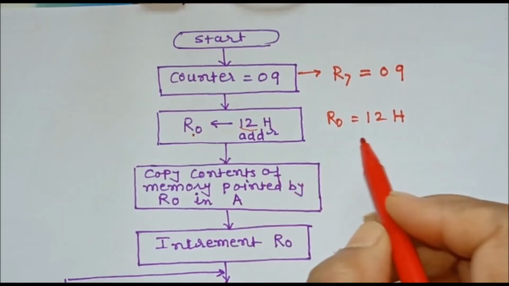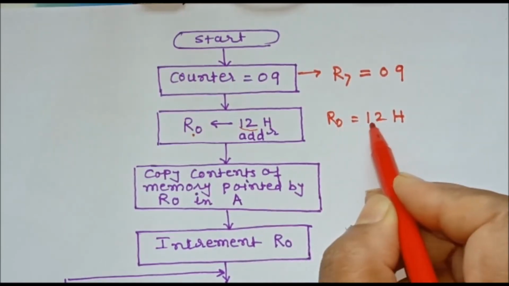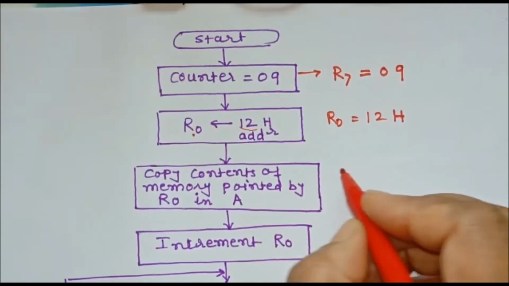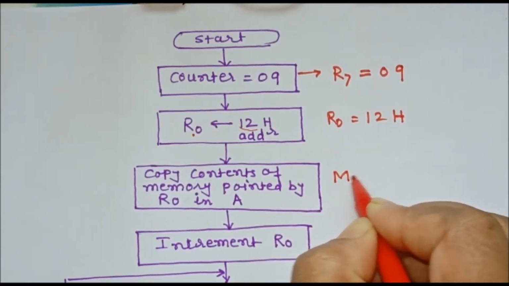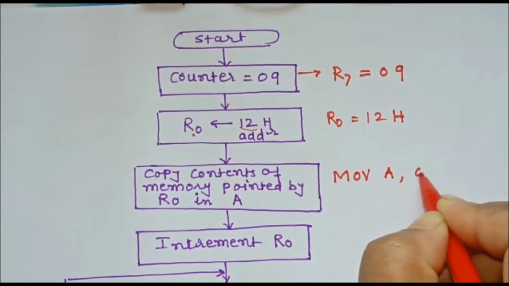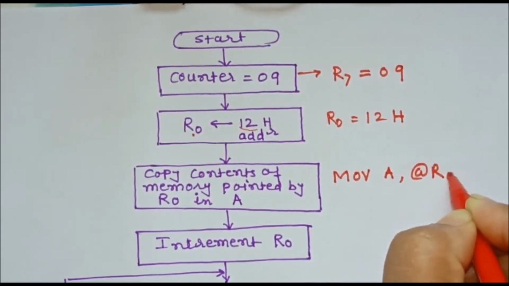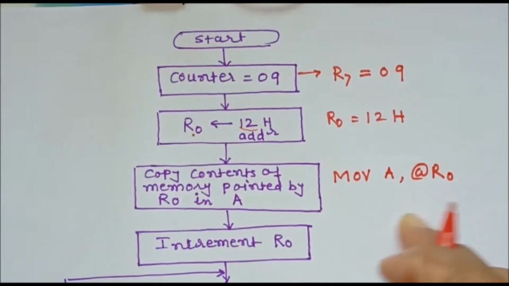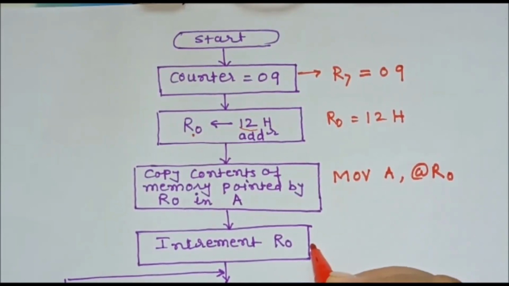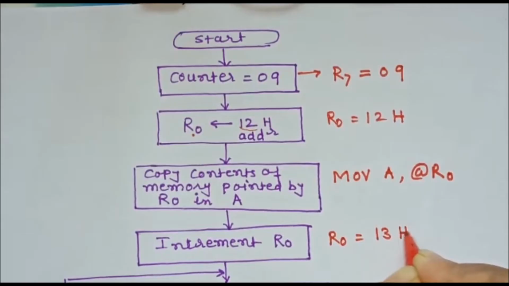Next we'll copy contents of this memory location 12H pointed by R0 into accumulator. For that we have to use indirect addressing mode, that is MOV A, @R0. So content pointed by R0 will be stored in accumulator. After that we'll increment contents of R0. Now R0 will point to next memory location, that is 13H.